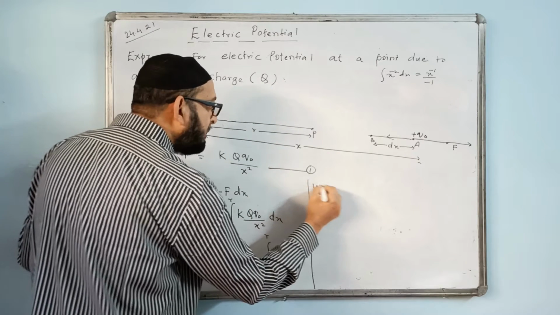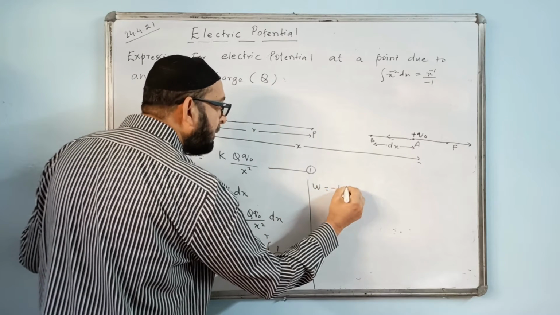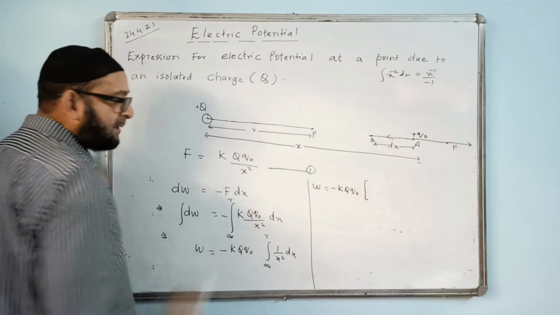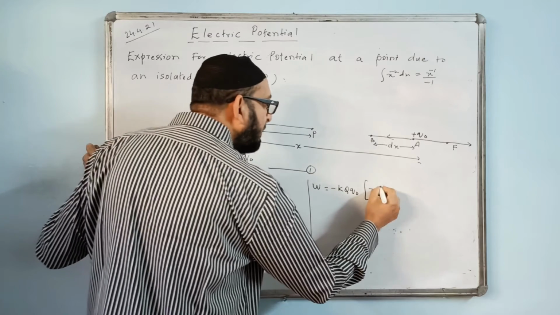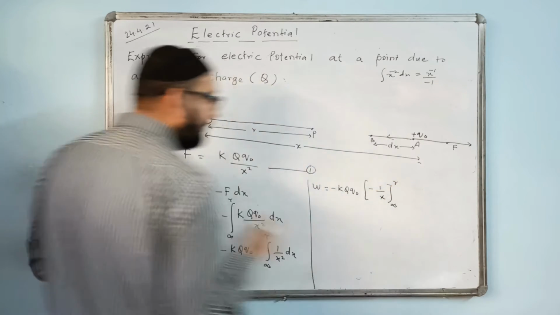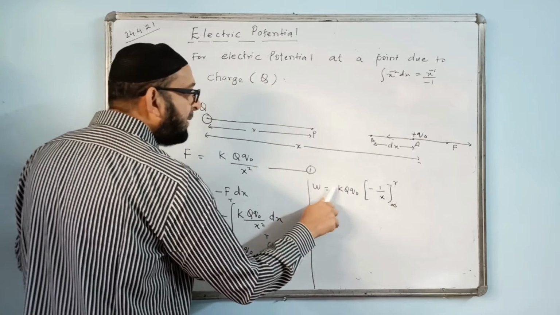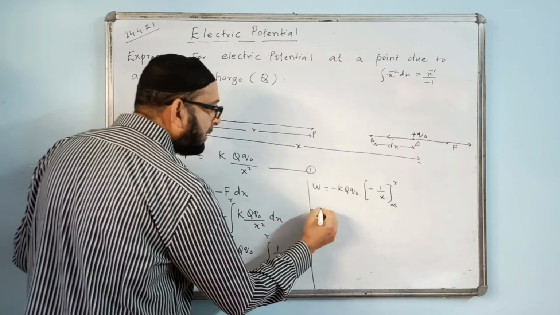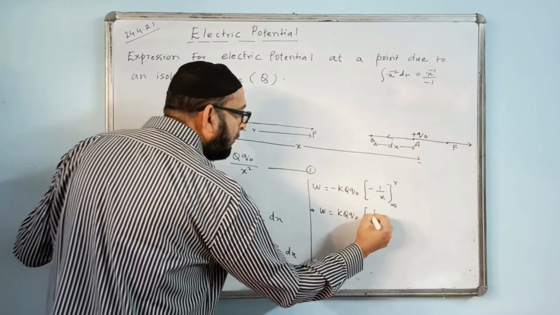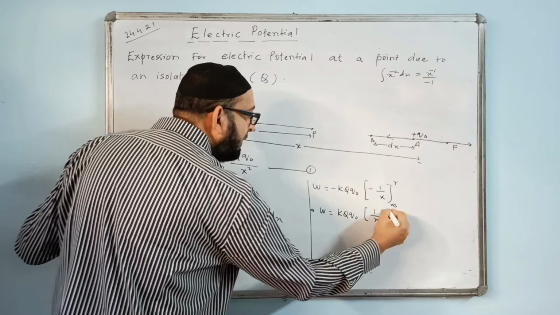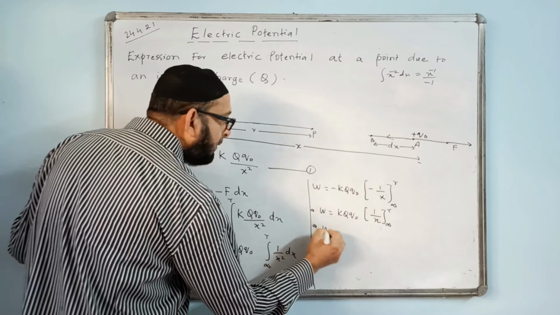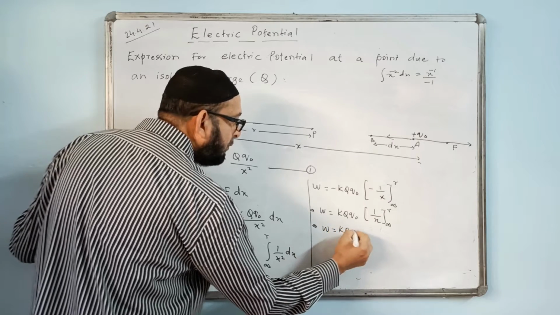Now W will remain as it is, minus k q naught. Integration of 1 by x square. What is the formula? That is minus 1 by x with the limit infinity and r. This minus and this minus multiply and become plus. I write W is equal to k q naught, 1 by x, infinity and r. Write W as it is, k q naught.